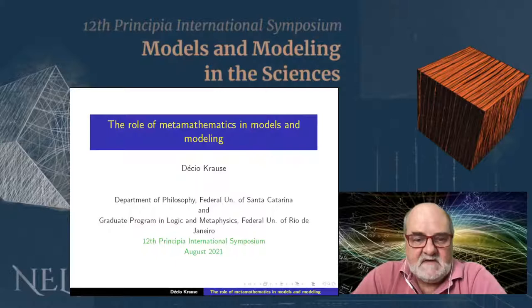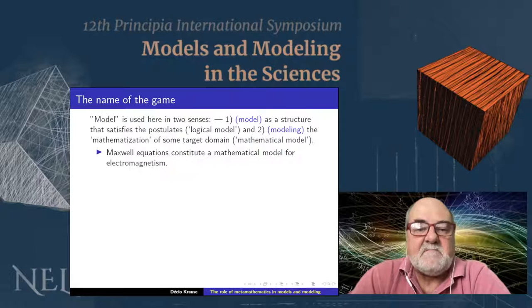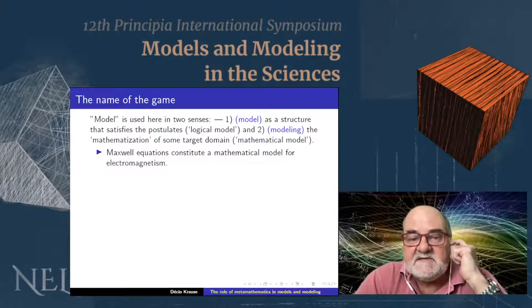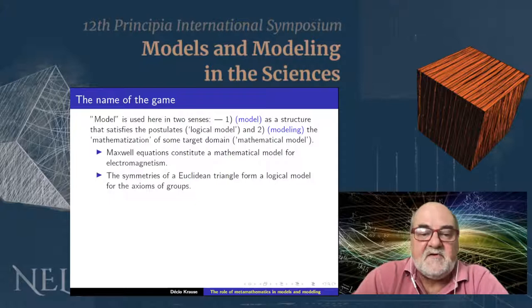Yes, I will use the word model here in two senses. There are many senses of the word model, as you know, but I use it in two senses. First, the model is a structure that satisfies the postulates of a given theory, which I call the logical model. And second, in the sense of modeling, that is the mathematization of some target domain, which I call the mathematical model. Then, for instance, Maxwell equations, according to me, constitute a mathematical model for electromagnetism, while the symmetries of the Euclidean triangle form a logical model for the axioms of groups.